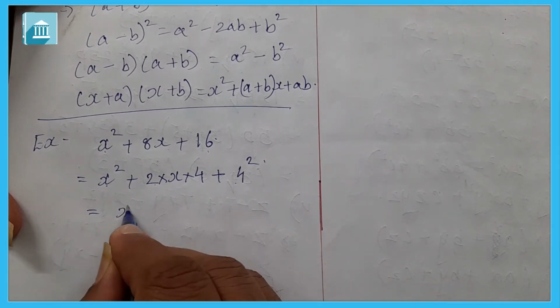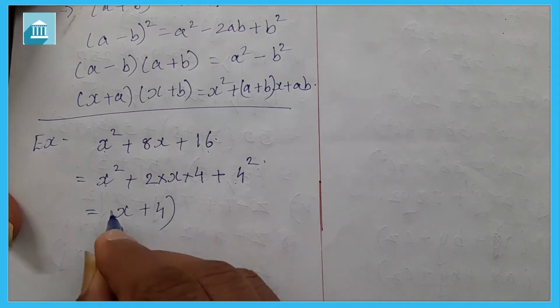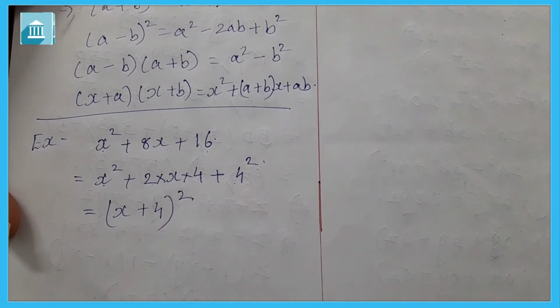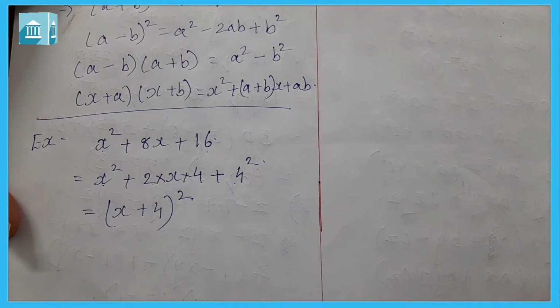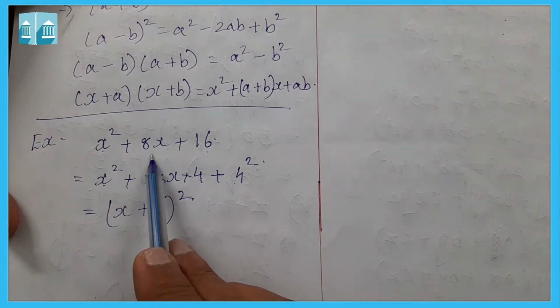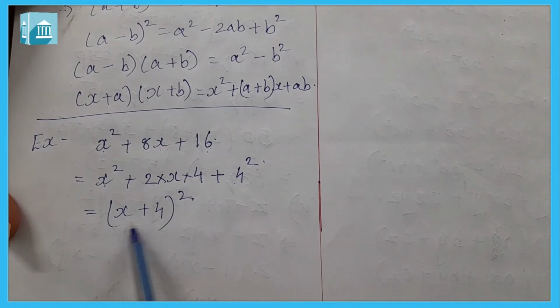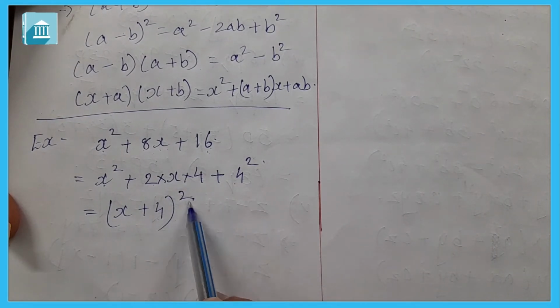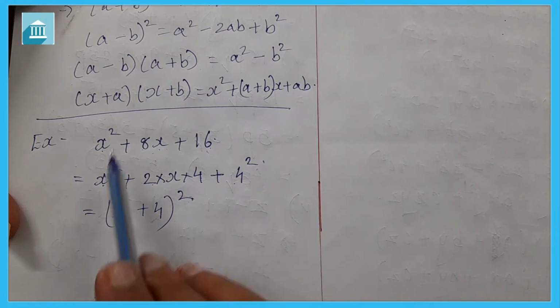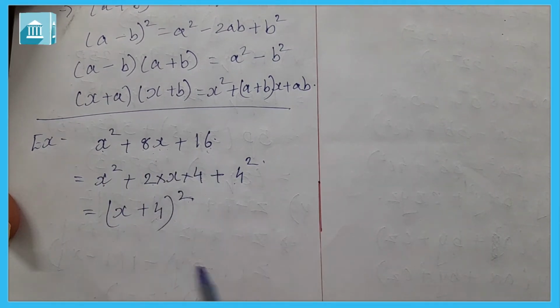So this can be written as (x plus 4) whole square. So the answer here will be (x plus 4) whole square. In this way we can write: the factorization of x square plus 8x plus 16 is equal to (x plus 4) whole square.